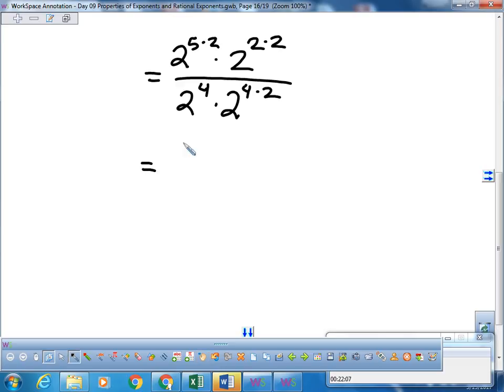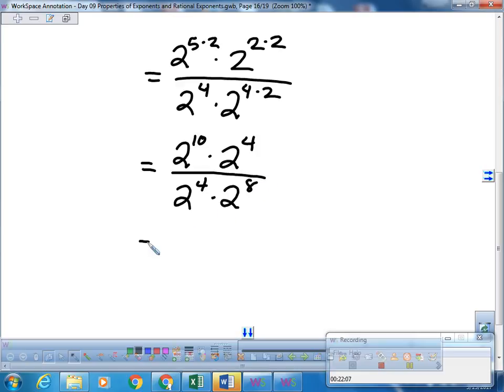So now I have 2 to the 10th times 2 to the 4th over 2 to the 4th times 2 to the 8th. So now I have 2. How many do I have? 10 and I have 4, so I have 14. And then I have 4 and 8, which is 12. Now, you be my guest. You can write 2 14 times, and you can write 2 12 times if you want. Or you can see that if I wrote out 12 and 14, I would have 2 left in the numerator.